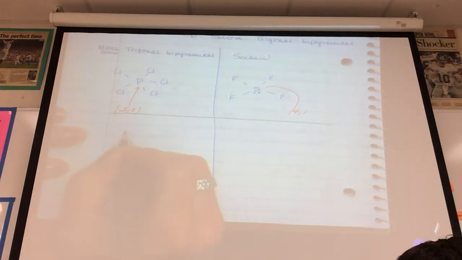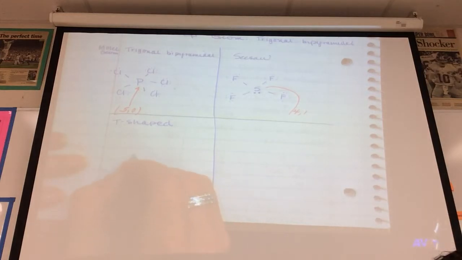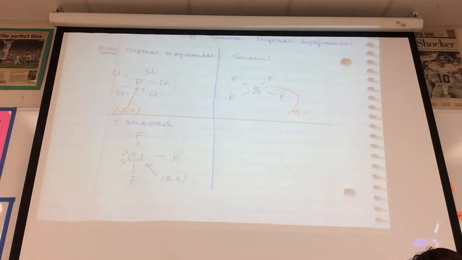The next one in this family, if you will, is T-shaped. And with T-shaped, for example, chlorine trifluoride, and again, if you didn't do an electron count, you might have missed the 2 lone pairs on the central atom. This is a 3-2. Again, 3 plus 2 is 5. And it looks like a T on its side. And you'll see that in a minute.